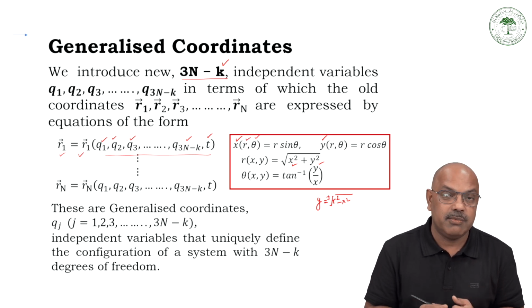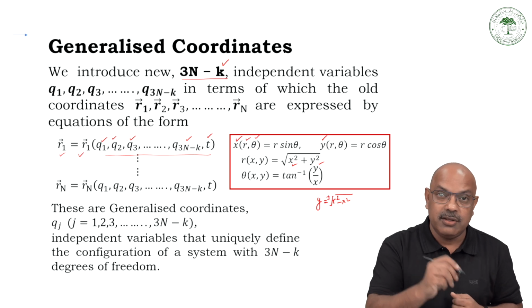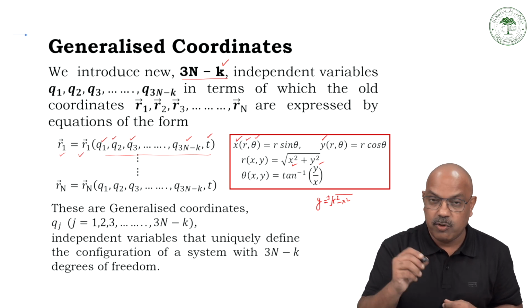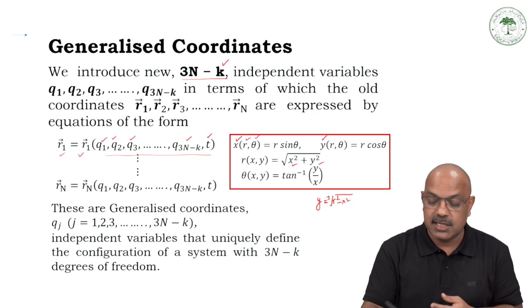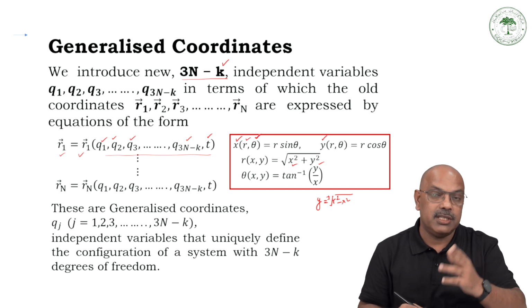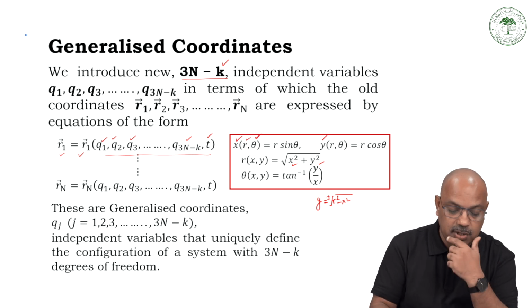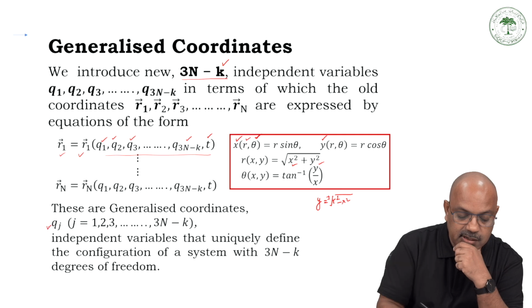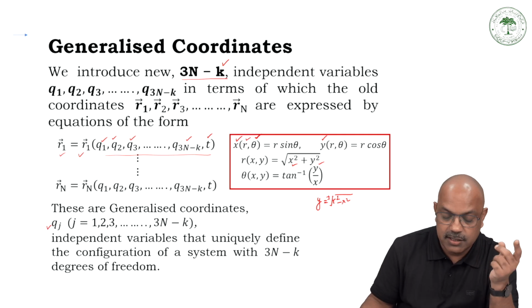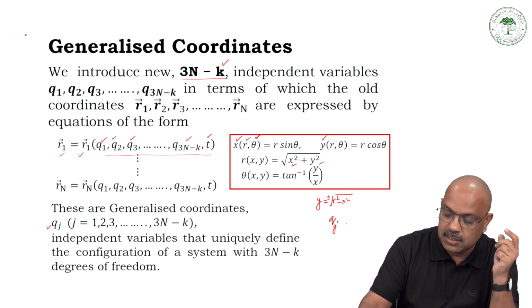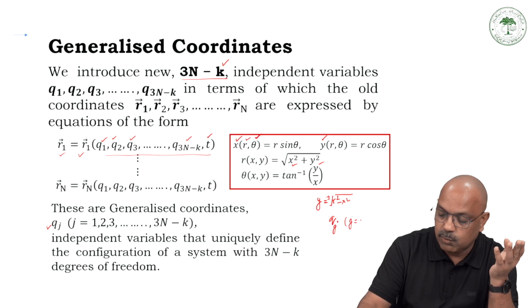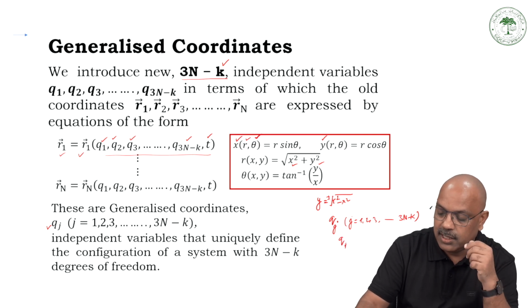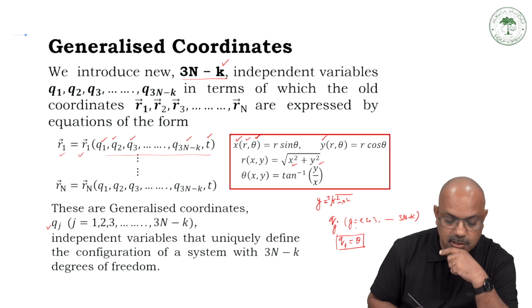But if you restrict the system to a particular radius, then the radius r is also fixed, and only theta is the generalized coordinate in this case. We define the generalized coordinate with the term qj always, where j could be 1, 2, 3, up to 3n minus k. So in this case we have only one generalized coordinate, which is theta.